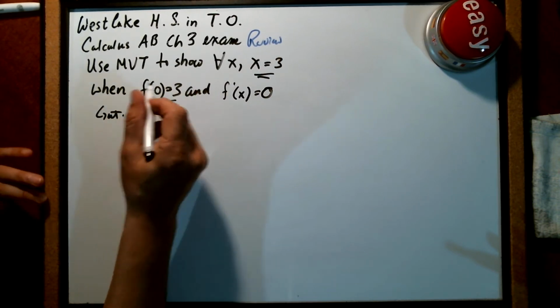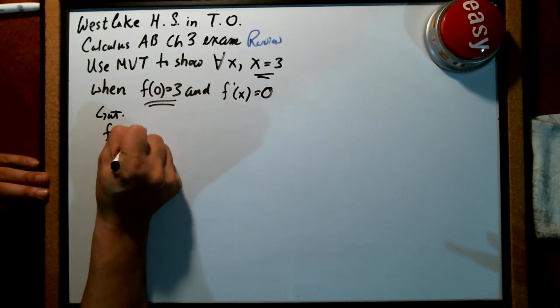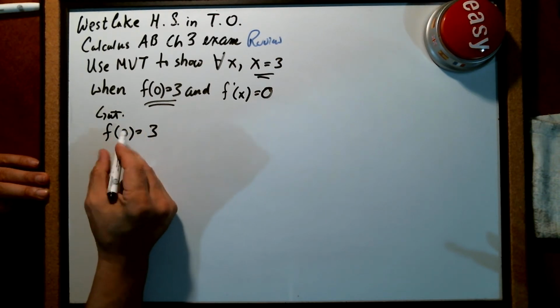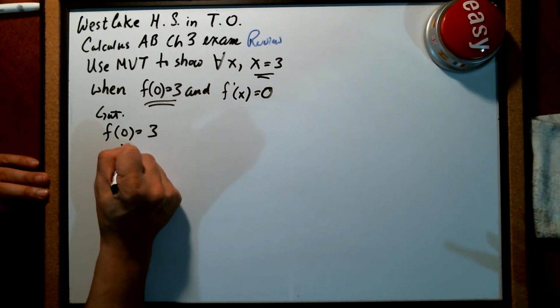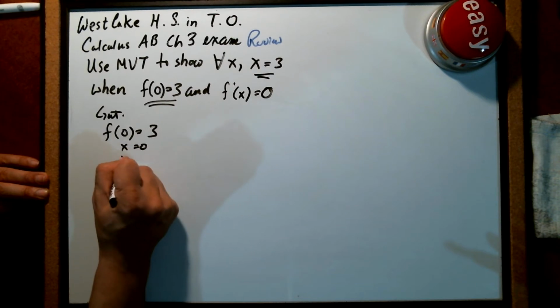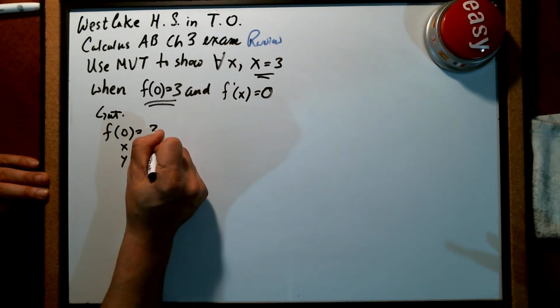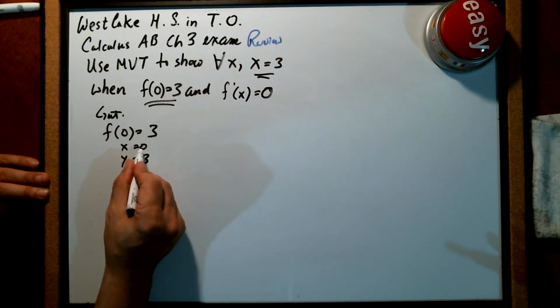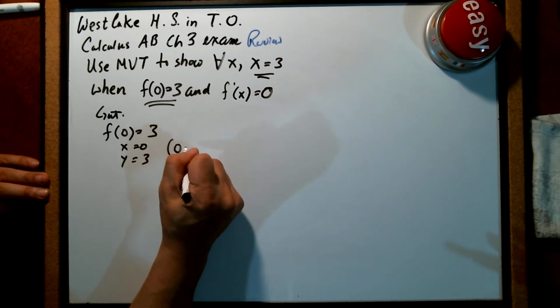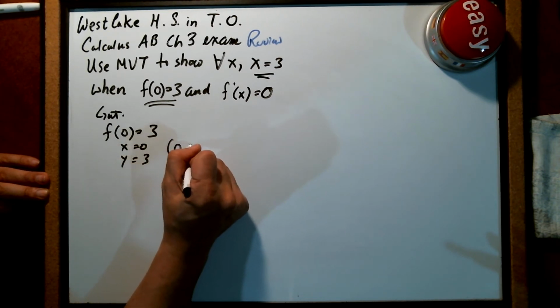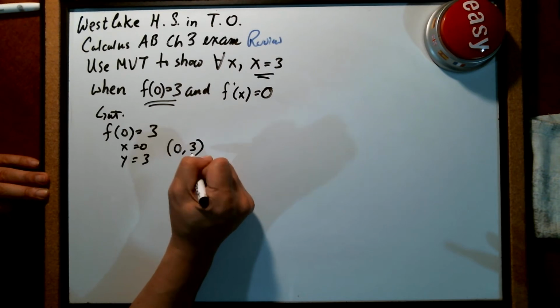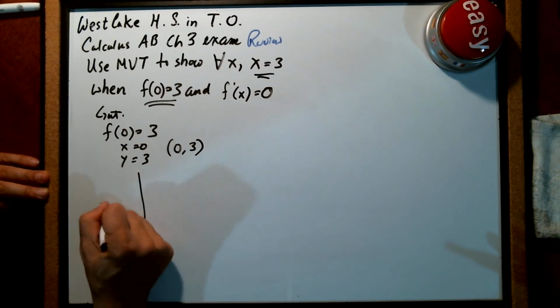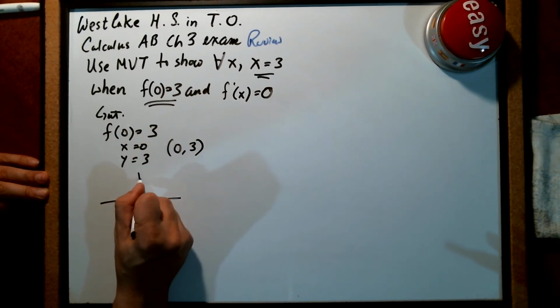It gives you this information right over here, which is f of 0 equals 3. This means when the input is 0, my x value equals 0, my y value equals 3. That's my y value right there. Or written in notation form, it's going to be the point 0, 3. So go through 0, 1, 2, 3, and there it is.